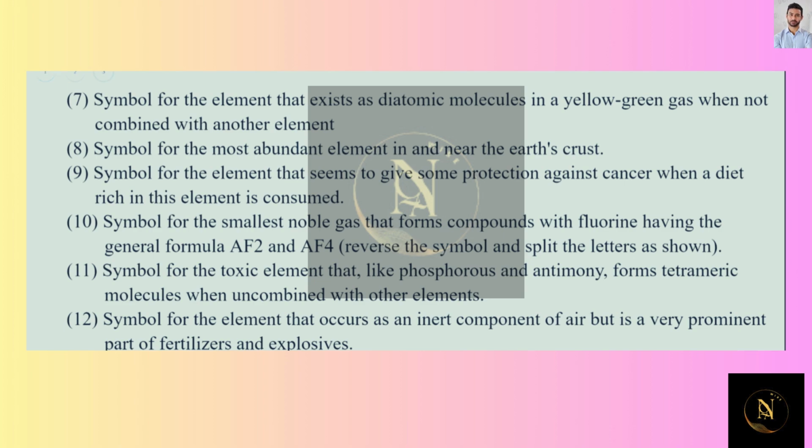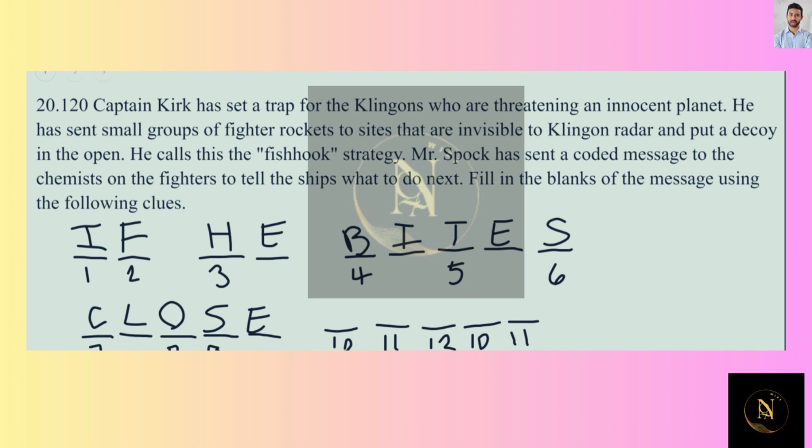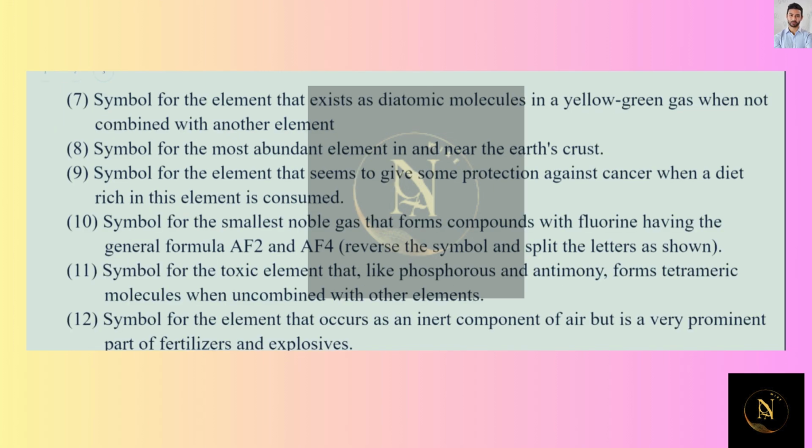Our 10th clue is the symbol for the smallest noble gas that forms compounds with fluorine having the general formula AF2 and AF4. And then we're supposed to reverse the symbol and split the letters. So AF2 and AF4. So what noble gases form compounds with that form? Well, krypton and xenon both do, but the smaller of the two is krypton. So we're supposed to reverse it and then split it. So reverse it, we're going to have RK and then split it. R goes over here and K goes over here.